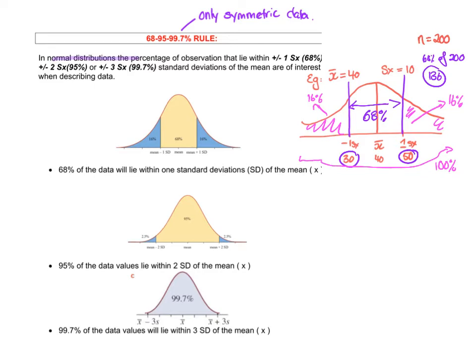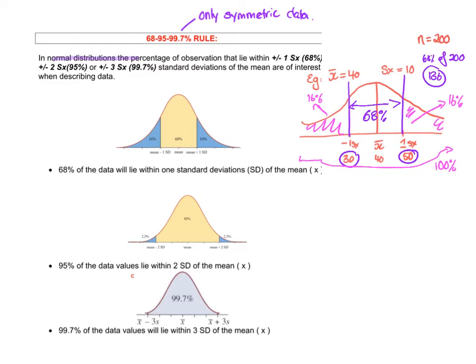Or because I know there were 200 people surveyed, I could say 16% of 200, which is 32. I can say 32 people are higher than 50. How many people are lower than 30? 32 again, because it's 16%. So can you see, you're going to get questions like that. They're going to relate all the way to the standard deviation and the mean.